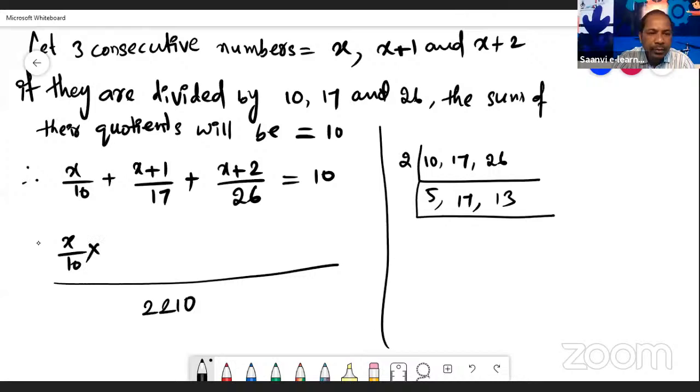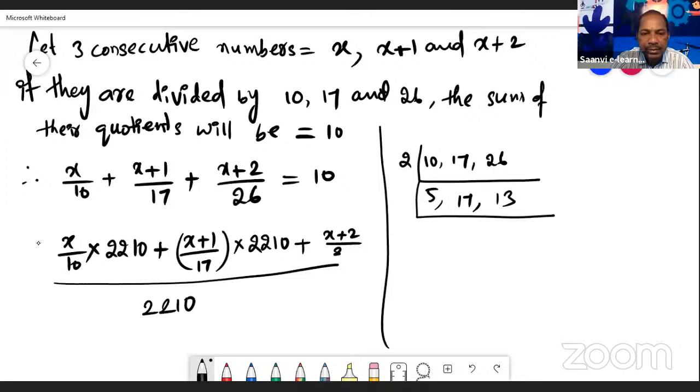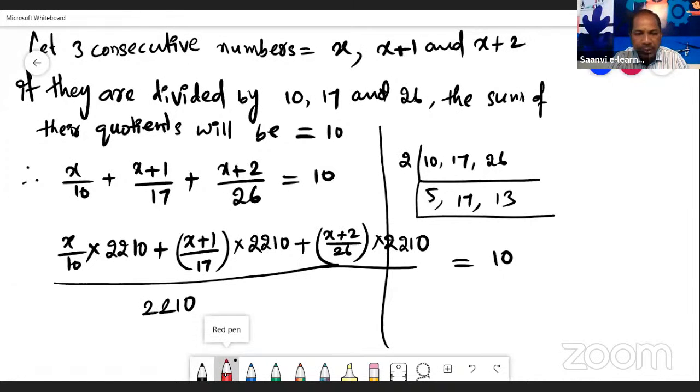x by 10 into 2210 plus x plus 1 by 17 into 2210 plus x plus 2 by 26 into 2210, that is equal to how much? 10 is there. Now simplify them. When we simplify them, how much do we get? Let us see.